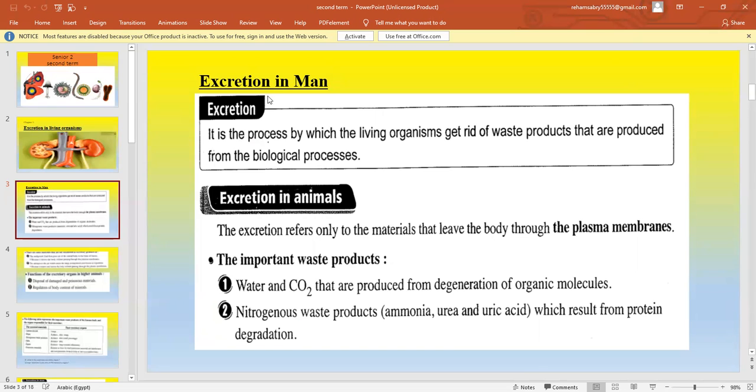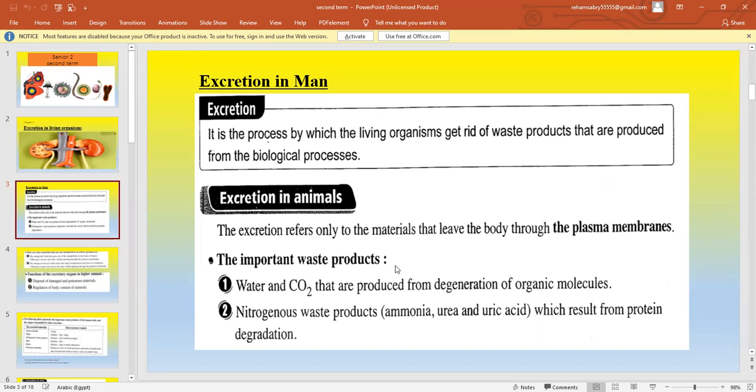To understand the word excretion, I have to know that when I say excretion or excretory product, the waste must leave the body through the plasma membrane, meaning from cell to cell through the plasma membrane. So, to say that a waste is an excretory material, it must pass through the cell membranes from cell to cell until it gets out of the body.